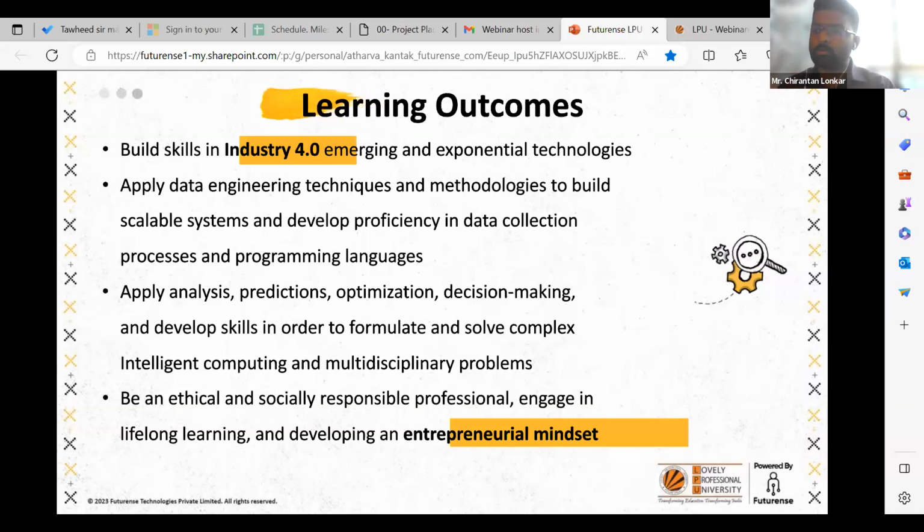What will be the learning outcomes? If I have to state it in one line, you are going to be so skilled that for sure you'll be bagging a job in industry 4.0. If I have to put this in a mathematical equation for industry 4.0, it's like highly skilled individual equals great salary, which also equals great opportunities globally. So that is what we're talking about at Futurance. Next slide, please.